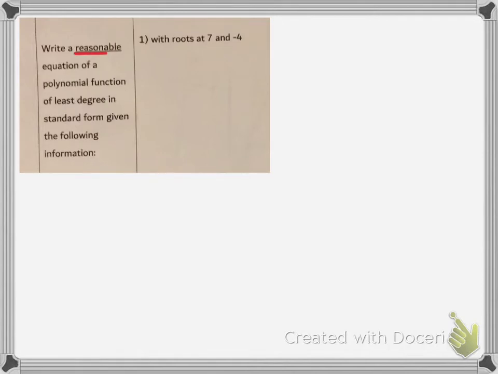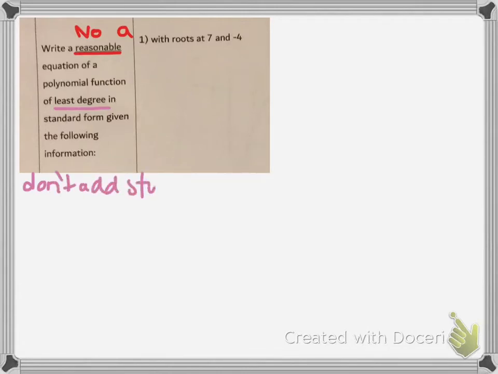Okay, reasonable means we don't have to find the a value. Now, before we left on our break, we did figure out how to find the a value. So we've done those together before. Reasonable means we do not have to do that. Okay, let's look at the next one, polynomial function, least degree. That means don't add things.